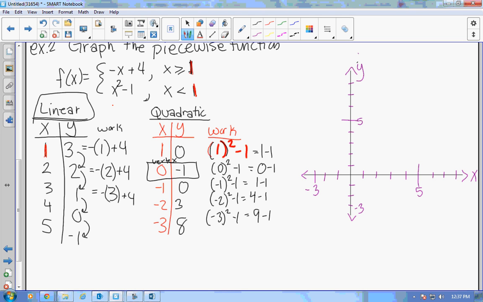Okay, we have something special that happens on piecewise functions because we have the inequality signs here. The linear function up top says x is greater than or equal to 1. Remember back in 7th grade when you first started graphing inequalities, there were differences between open circles and closed circles? Which one goes with the equal to? Equal to. Is that going to be open or closed?